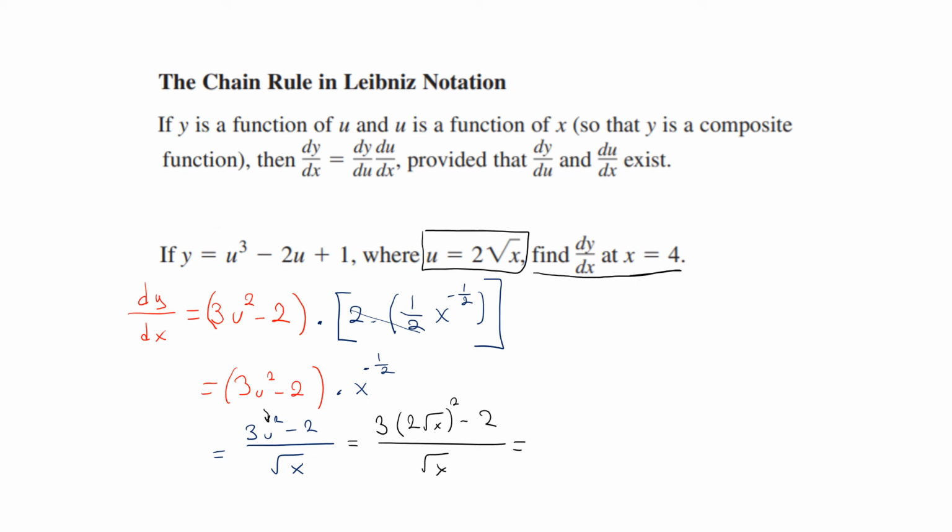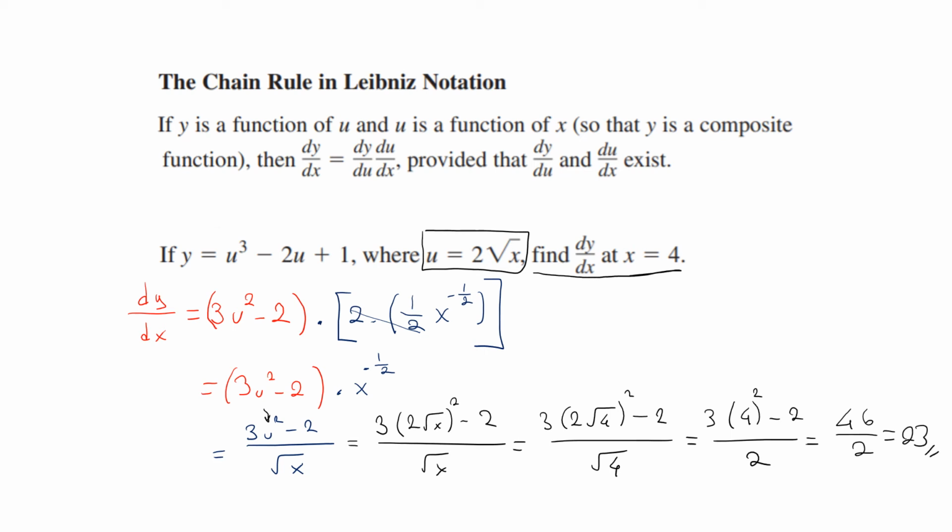Now I'm going to go ahead and plug in 4. So I have 3, 2 root 4 to the power of 2 minus 2 all over root 4. And now I'm going to end up with 3. And if I take it out of the root, I'm going to have 2 times 2, which is 4 squared minus 2 all over 2. Now if I do that, I'm going to end up getting 46 over 2, which will give me 23.